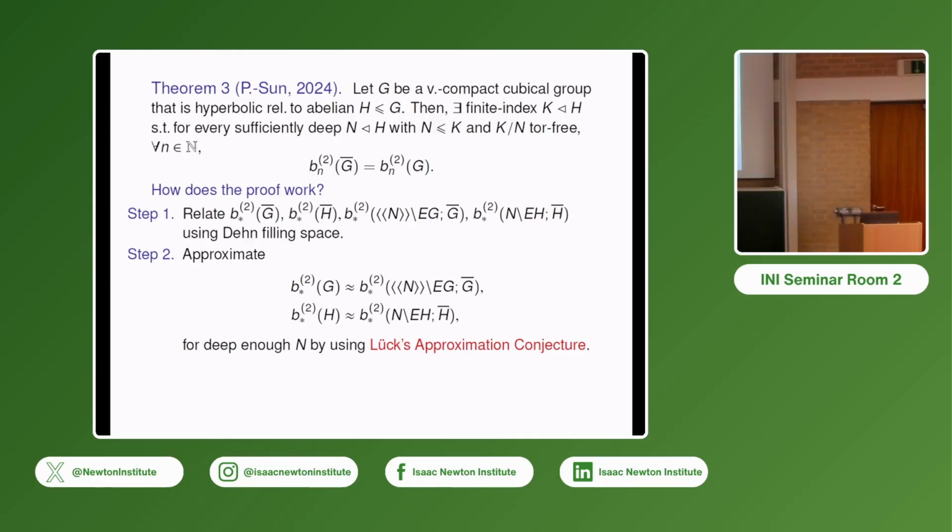And now from step 1 and step 2, what we get is an inequality that relates L2 Betti numbers of G, H, G bar, H bar. And the nice thing is that the H we started with was abelian. So the L2 Betti numbers of H and H bar will vanish. And we'll just get an approximation of G bar, L2 Betti numbers of G bar and G.